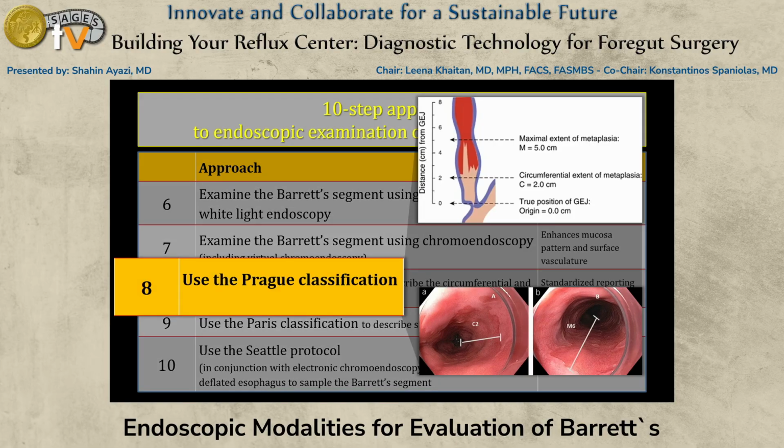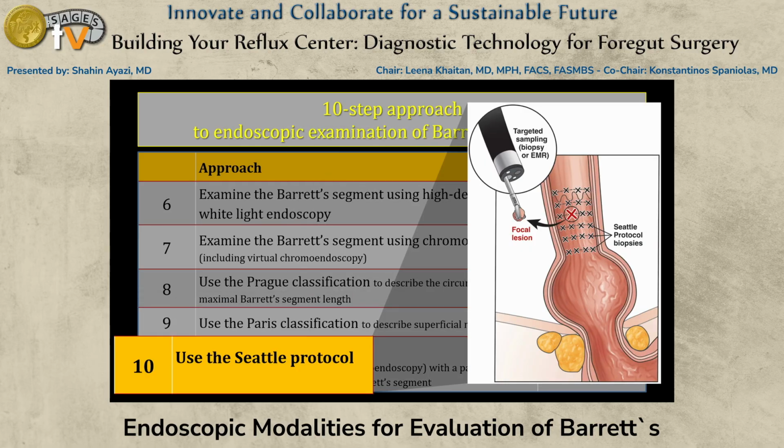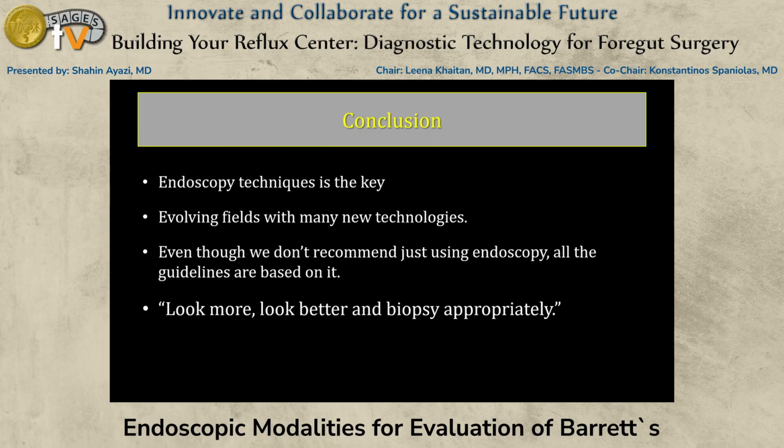We need to document the Prague classification to measure the maximal extent and circumferential extent of metaplasia. Use of the Paris classification for any neoplastic lesion is recommended. And use of the Seattle protocol, which is four-quadrant biopsy every 1 to 2-3 centimeters, in addition to targeted sampling biopsy or EMR of any suspected lesion.